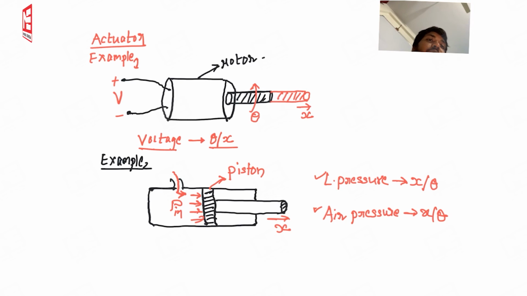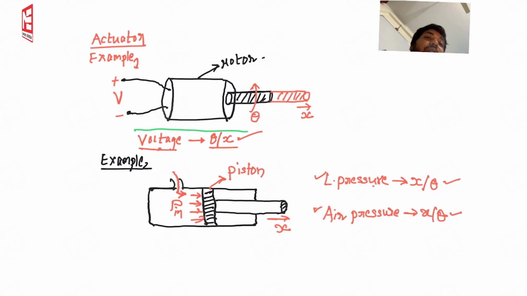So now what you understood here: in the first example, voltage, that is electrical input, is converted into mechanical output. In the second example, liquid pressure energy is converted to linear displacement or angular displacement, that is mechanical output. In the third example, air pressure is converted into linear displacement or angular displacement.